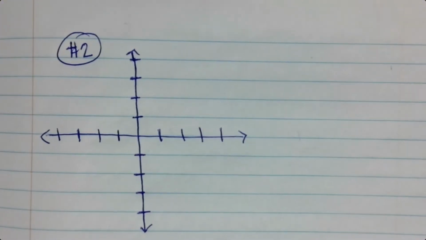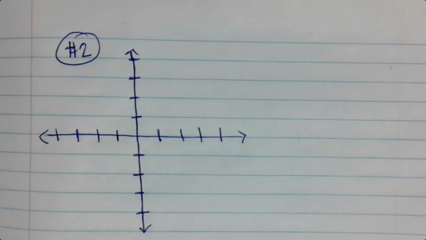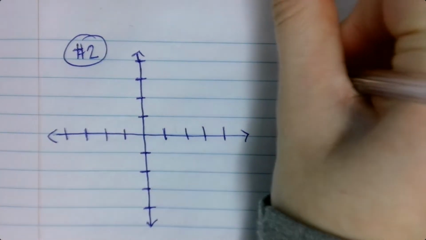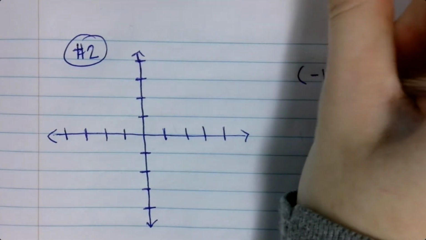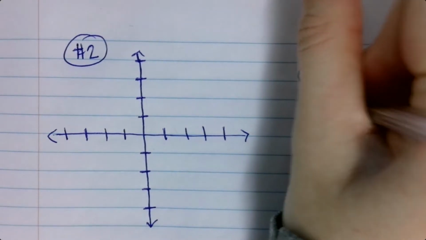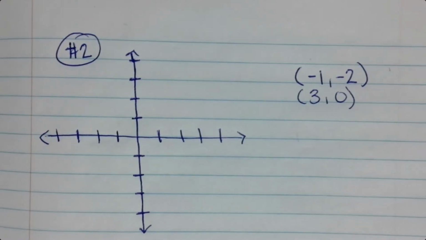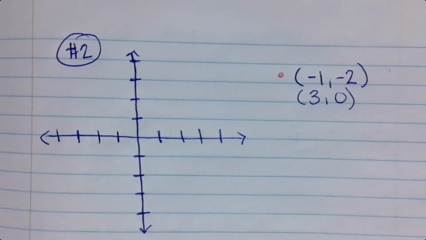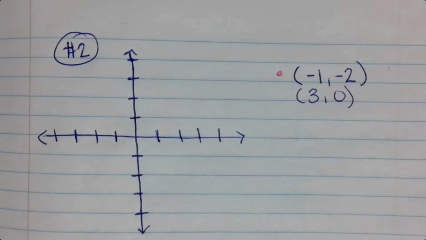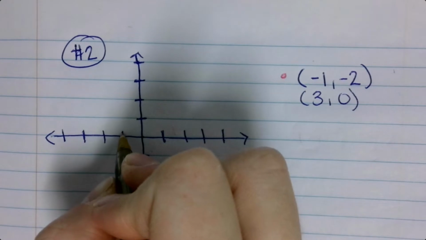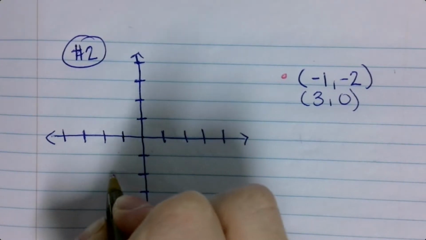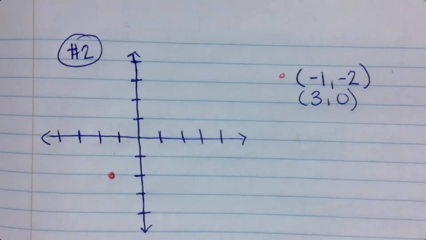Okay? So here are the points that we want to use this time. We are going to use the point -1, -2, and the point 3, 0. So my first point I'm going to plot is -1, -2. If you know how to plot points, go ahead and plot it. We should have plotted it starting at 0, 0, going left because it's negative, and then going down to -2.